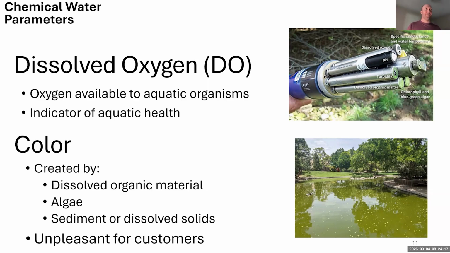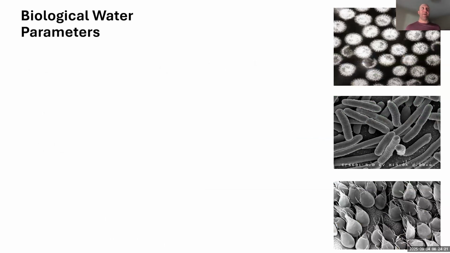Woo, okay. So that was all the chemical water parameters we went through. And now we're going to talk about the biological water parameters. This one we're going to go through a little quicker.